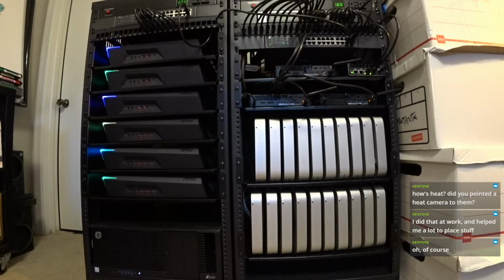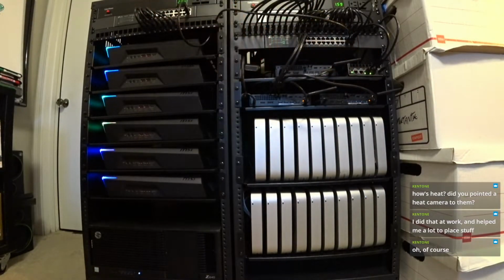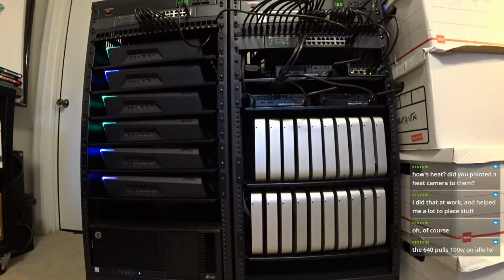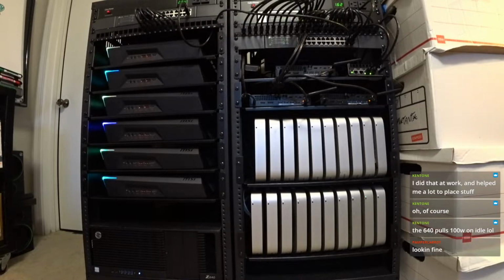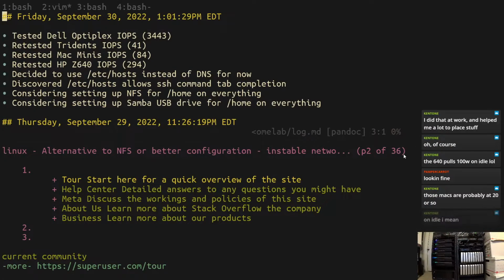Okay, so the middle rack here. See? Right here. 100 watts on idle. Yep, I know, which isn't too bad. You know how much max CPU is? 85 watts on a Mac Mini. I looked at it. I actually have all that stuff written in. I did my calculations.